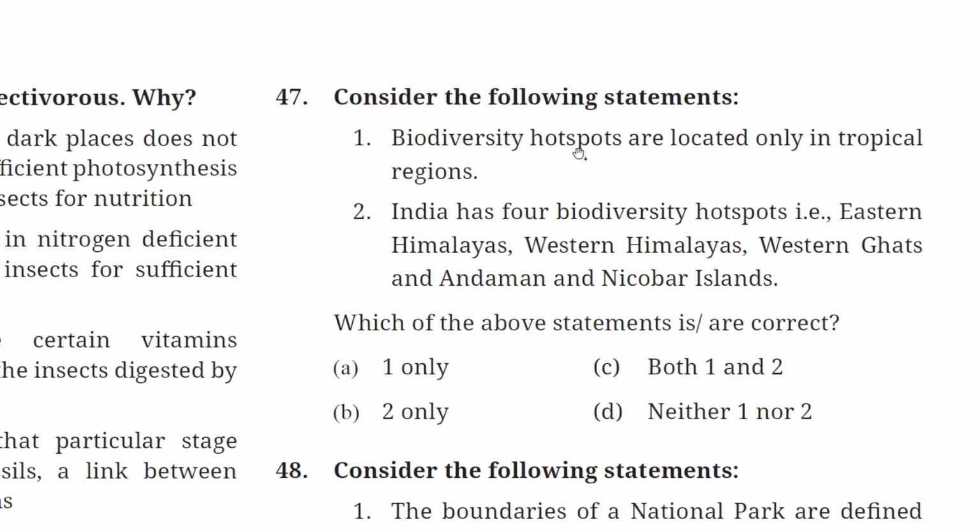Consider the following statements. Biodiversity hotspots are located only in tropical regions. Only, such an extreme statement. Therefore, the statement is wrong. India has four biodiversity hotspots: Eastern Himalayas, Western Ghats, and Andaman and Nicobar Islands. So, answer is D, neither one nor two. Biodiversity hotspots are located both in tropical and temperate regions. India has four biodiversity hotspots: Eastern Himalayas, Indo Burma, Western Ghats, and Sundaland.